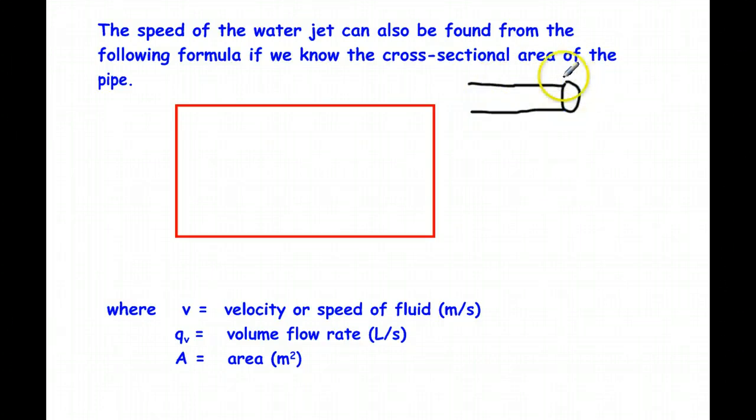Pipes are generally round when you cut them right through. When they say cross-sectional area, if you cut a pipe in half, you're going to notice if you look at the very end of it, it's usually a circle. And we've got water flowing through here. This is just another way of solving the exact same thing depending on what's given to you.